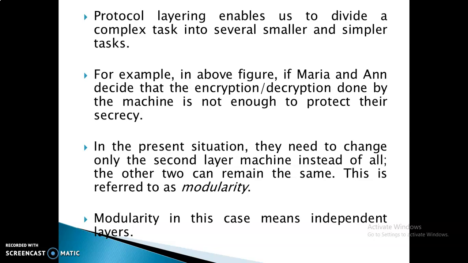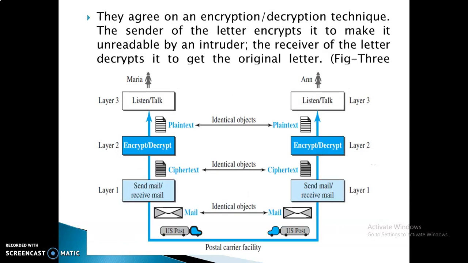if Maria and Anne decide that the encryption and decryption done by the machine is not enough to protect their secrecy, in the present situation only the second layer machine needs to change, and the other two layers can remain the same. This is called modularity. Modularity in this case means independence of layers.